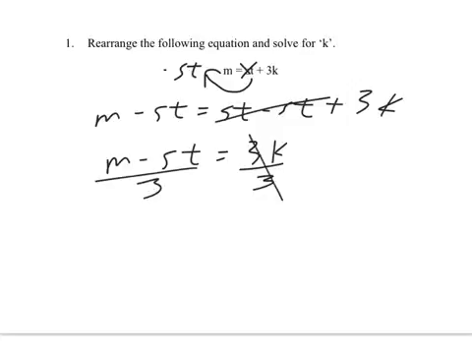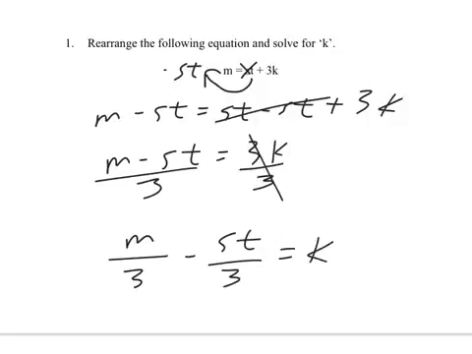And the 3's on the right will cancel. And you essentially have k equals m minus st all over 3. You can separate that out and make it m over 3 minus st over 3 equals k, but it's truly not necessary.